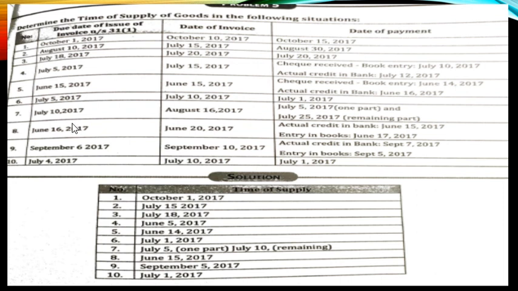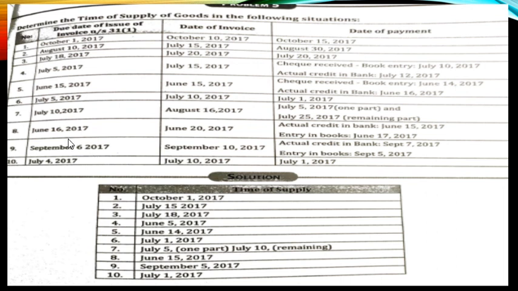Under seventh, July 10th is the date of issue of invoice. Then the date of invoice is August 16th. Then the date of payment is July 5th, 2017, and July 25th, 2017. Among these, the earliest is July 5th, 2017, for one part, and July 25th is the remaining part. So whichever is earlier will be considered. July 5th will be considered for one part, and for the remaining part, July 10th will be considered as the date of payment. So that is what is mentioned here: July 5th for one part, July 10th for the remaining part.